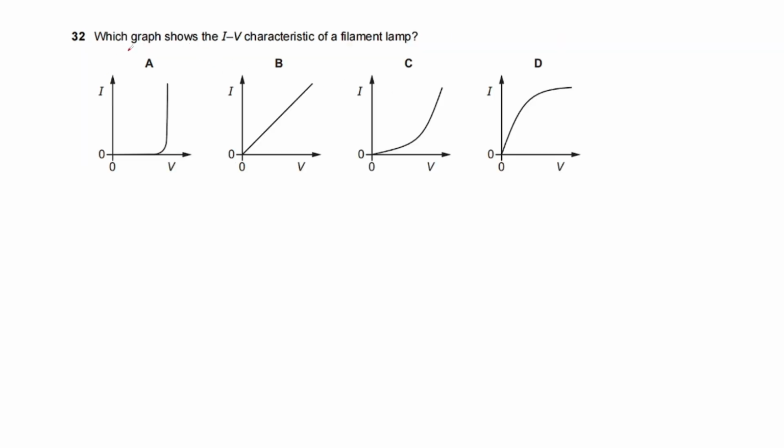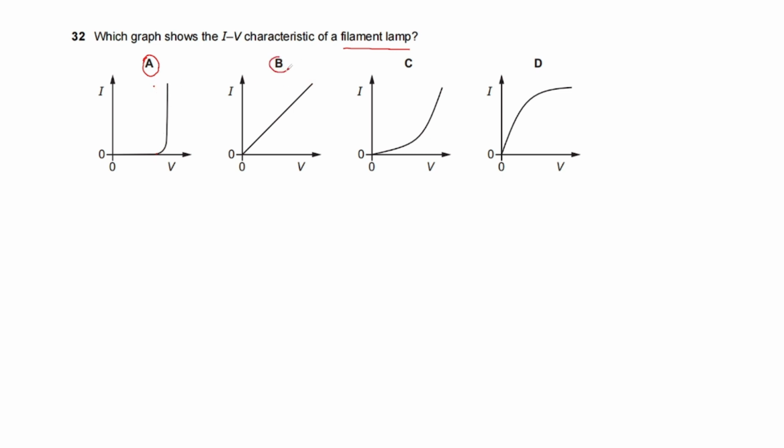Question number 32. Which graph shows the IV characteristics of a filament lamp? We can check each option. Option A is showing an IV characteristic for a diode, whereas a filament lamp is a non-ohmic component. Initially it will be obeying Ohm's law, and then eventually the resistance will be increasing. That's the condition for the filament lamp. Here the component is not even passing the current till it attains a particular potential difference, which means that this is for a diode.